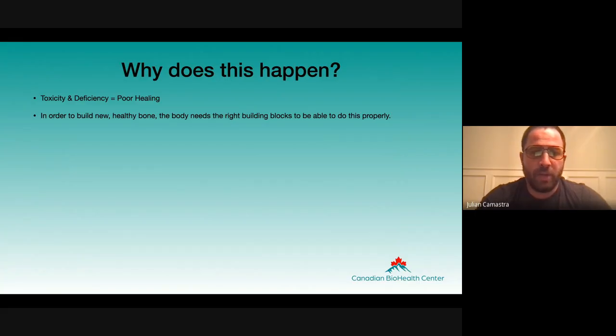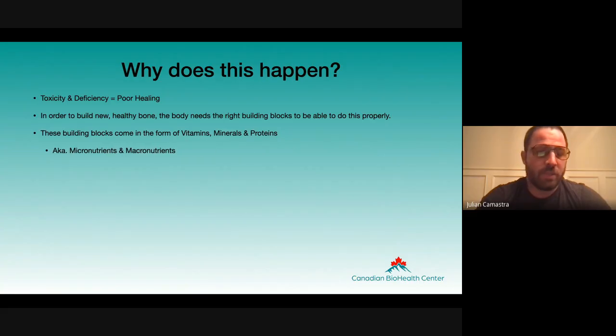So in order to build new healthy bone, the body needs the right building blocks to be able to do so. And these are vitamins, minerals, proteins. So that's your micronutrients and macronutrients. Macronutrients is just protein, fat, carbohydrates. Those are the main macronutrients, the only macronutrients. And protein is the big one, right? So when we are helping a patient prepare their body for surgery, we want them to aim for 1 gram per pound of their ideal body weight. So if you're a little overweight, you just figure out what's my ideal body weight.